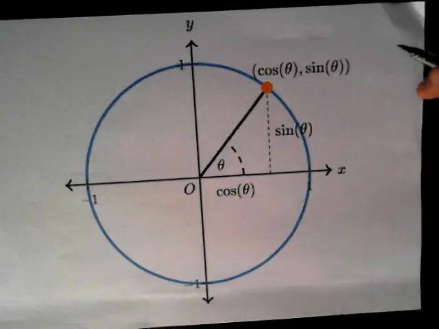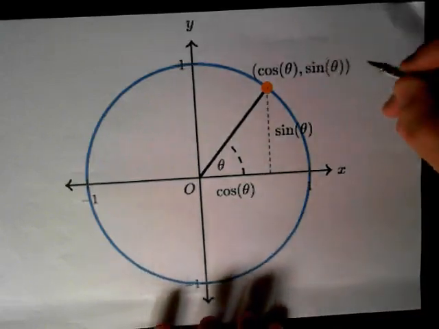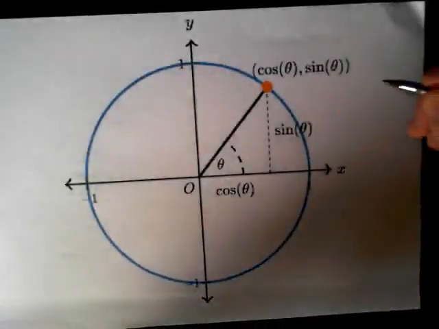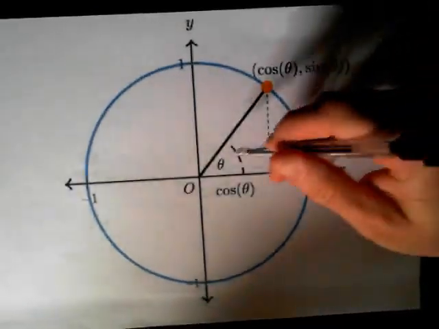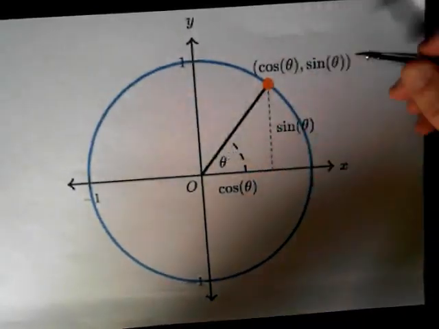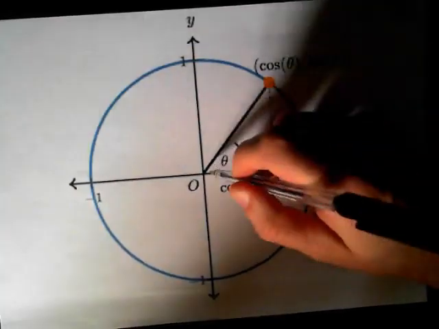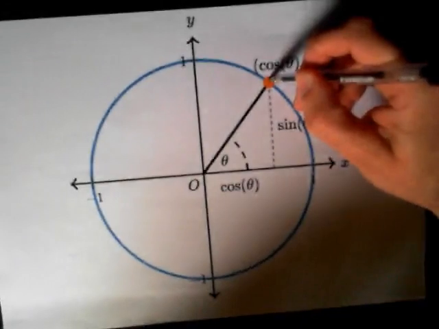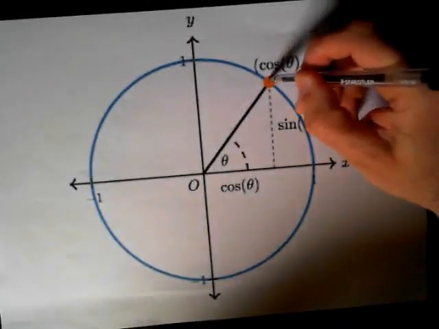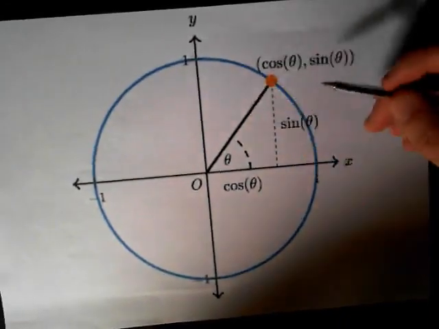Another way of looking at that is that, because the trigonometric ratios exist, for this angle the sine of this angle equals this length divided by the hypotenuse. So sine equals opposite over hypotenuse.